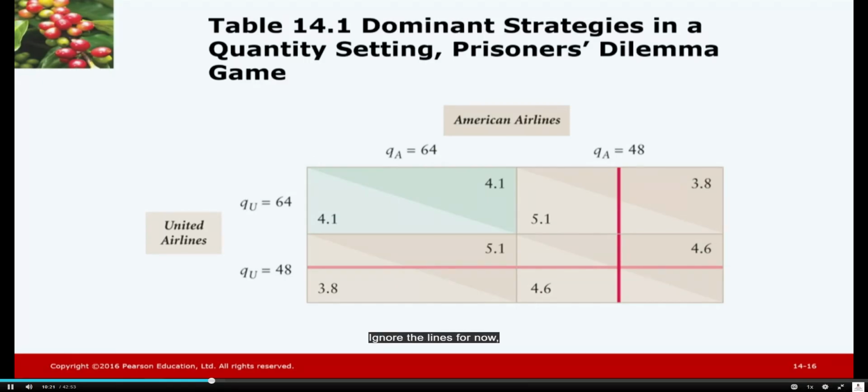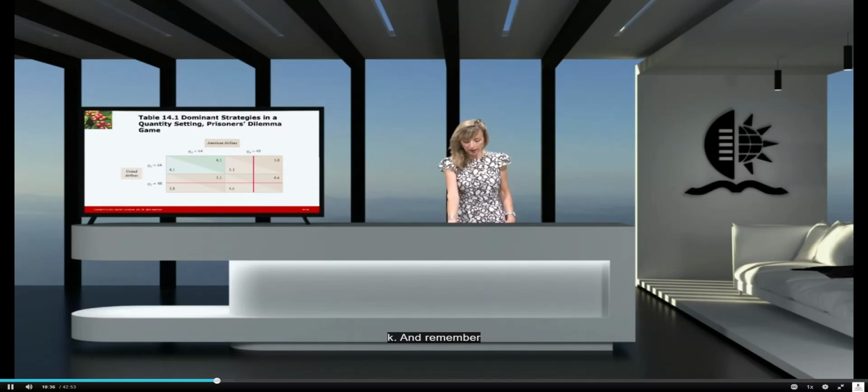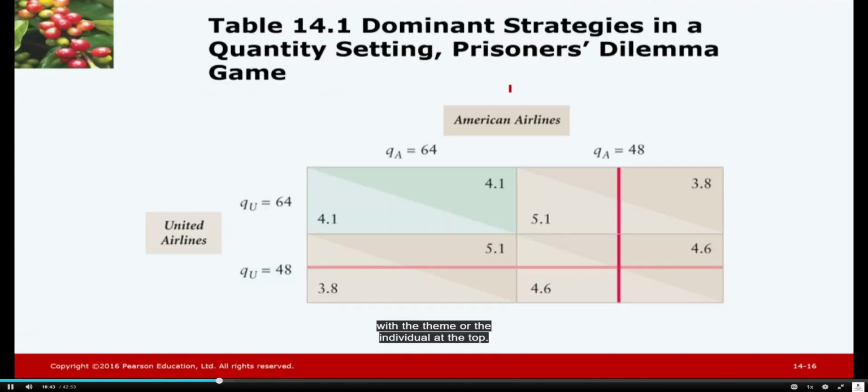Ignore the lines for now. I'll explain that as we go through it. But what this table shows you, once again, are the various alternative outputs that the firms can make and the resultant payoffs. Remember the interpretation of the table. I always like to start with the firm at the top, and remember the thinking is, what is American Airlines' best profit maximizing response given what it believes the other firm, United, is going to do?